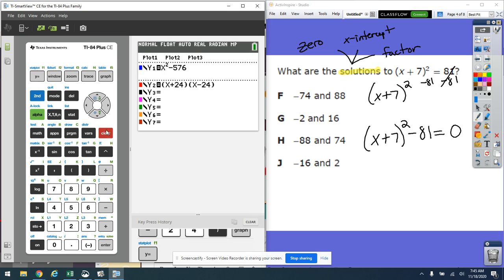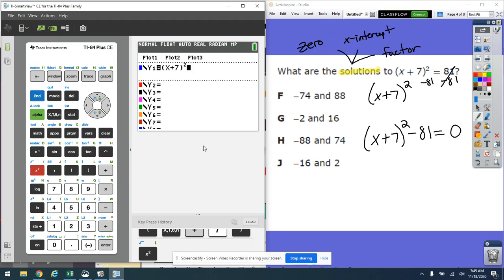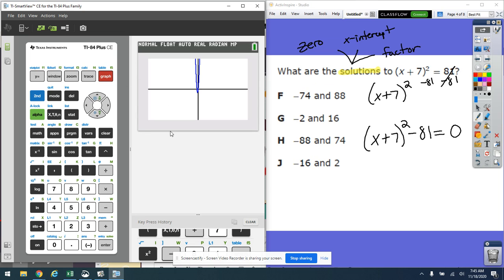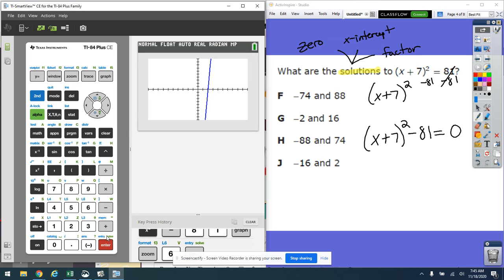I'm going to clear out my old problems I did before. Now I'm going to start with this first part: parentheses x plus 7, close parentheses, squared, and then minus 81. So basically, this is my little quadratic. I'm trying to see which one of these numbers it matches up with, and I'm going to graph. Now, I'm going to zoom to standard because I had it zoomed out from before. If you take a look, what number does it hit right here? You can easily use process of elimination and do it that way.